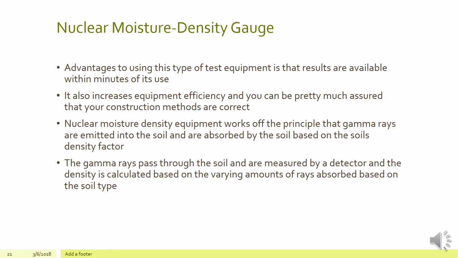Nuclear moisture density gauge. An advantage of using this type of test equipment is that the results are available within minutes of use. It also increases equipment efficiency, and you can be pretty much assured that your construction methods are correct. The nuclear moisture density equipment works off the principle that gamma rays are emitted into the soil and are absorbed by the soil based on the soil's density factor. The gamma rays pass through the soil and are measured by a detector, and the density is calculated based on the varying amounts of rays absorbed based on the soil type that we have.